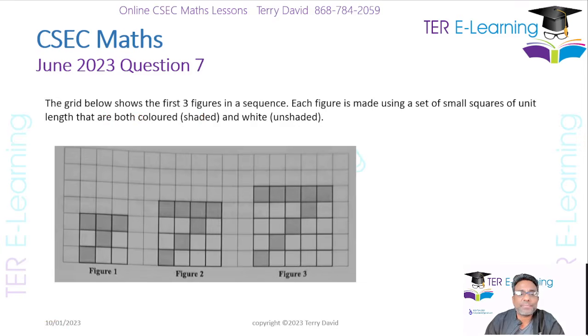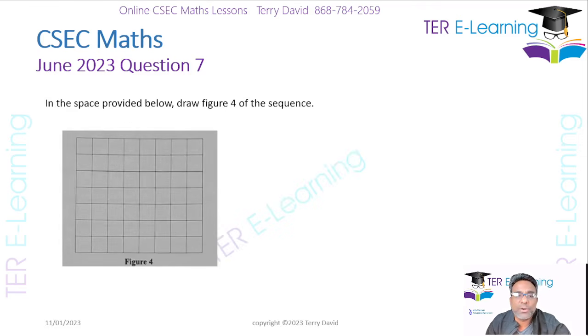Question 7, the grid below shows the first 3 figures in a sequence. So we have small squares of unit length, and we have colored, that's shaded, and we have white, right? Now, if you study the pattern here, what you notice is that the solid colors are on the diagonal and on the top row. So you have the diagonal colored and the top colored. Diagonal colored, top colored, diagonal colored. Now, what they want us to do is, in the space below, draw figure 4.